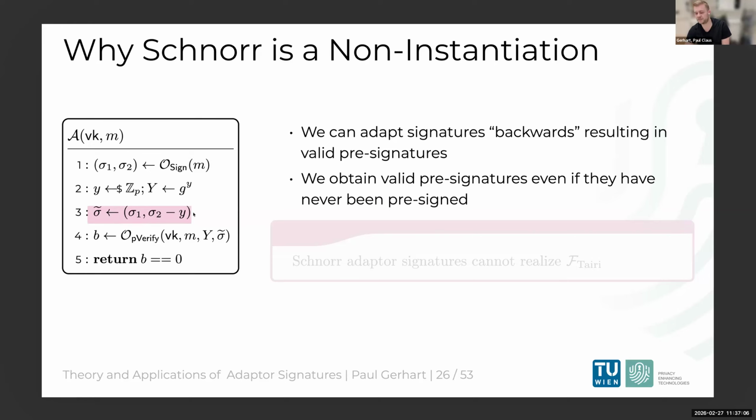This works, for example, for Schnorr signatures or for basically every adapter signature there is at the moment. And if you now call the pre-verification oracle, it can see that this message was never pre-signed. So the pre-verification oracle will output 0. But if it outputs 0, there's a bug because this should be a valid pre-signature. And when I mean there's a bug, I mean that the environment can distinguish between a simulation with the ideal functionality and a real protocol.